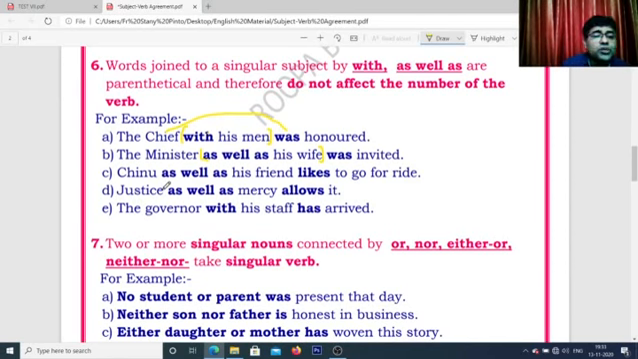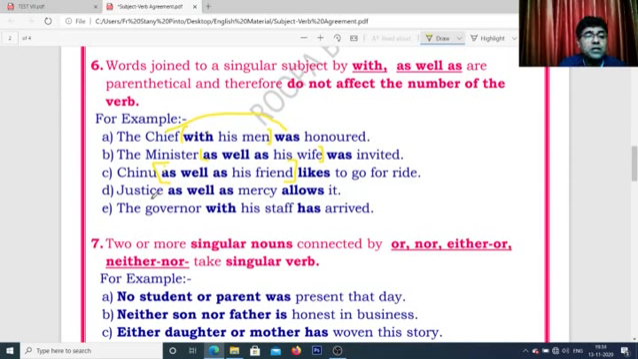Next, Chinu as well as his friend likes to go for a ride. Meaning to say, let us use this parenthesis now. One bracket here around "as well as his friend," like this. Now read: Chinu likes to go for a ride. There is no problem. Now in the place of Chinu, you put friend: his friend likes to go for a ride. Please remember this.